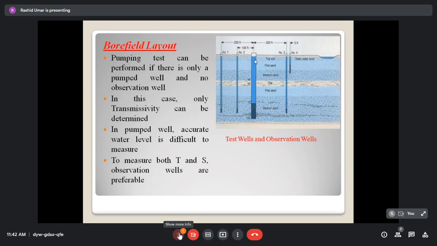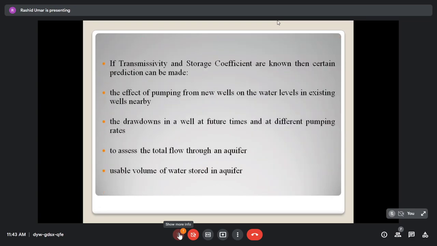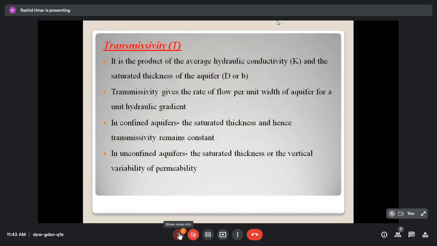Maximum drawdown will be in the pumping well, and then the well which is next to it, then the well next to it. So as the distance increases, the drawdown will also decrease. I'll show you this also.